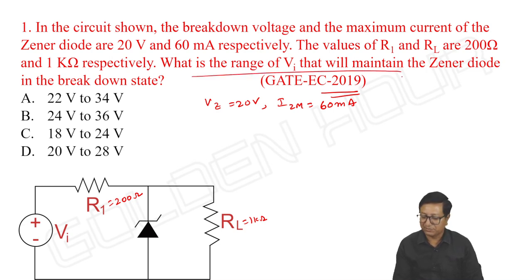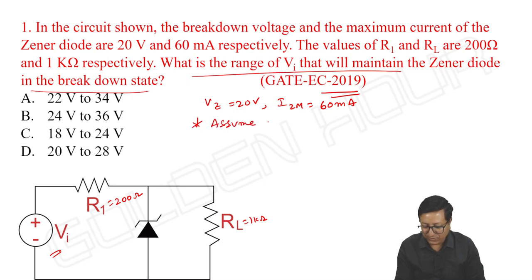What is the range of Vi that will maintain the Zener diode in the breakdown state? What is the range of V input they are asking? Here Iz maximum is given, Iz minimum is not given. Then what do we do? Assume Iz minimum is equal to 0. So the key point here is: assume Iz minimum, or the knee current of the Zener diode, is equal to 0. Then let us have a look at the calculations.